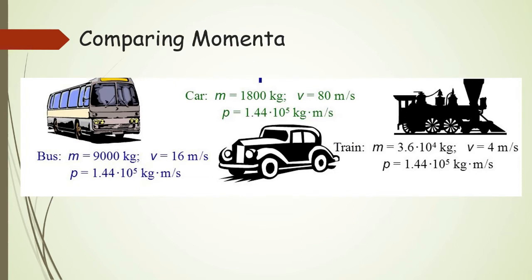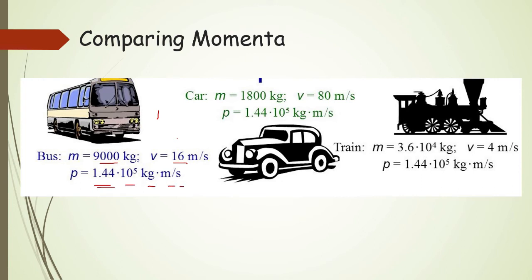Here we have three vehicles, a bus, a car and a train, all having different masses and traveling at different velocities. But if we calculate the momentum for all these three, the momentum turns out to be the same. The mass 9000 into the velocity 16. The momentum of the bus is something like 1.44 into 10 to the power of 5 kg meters per second.